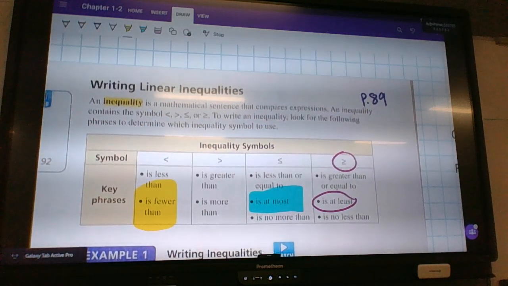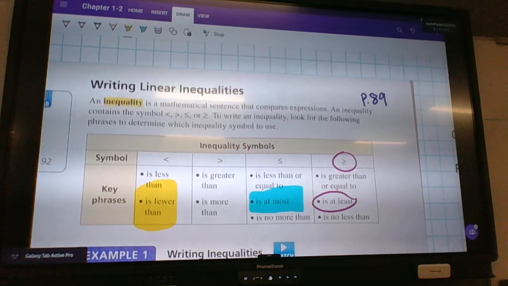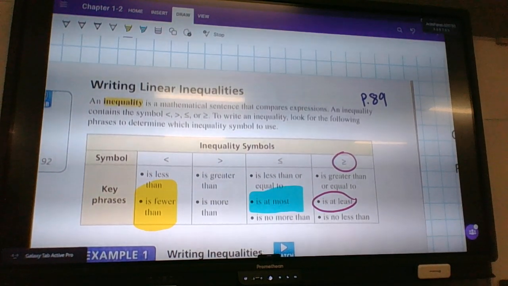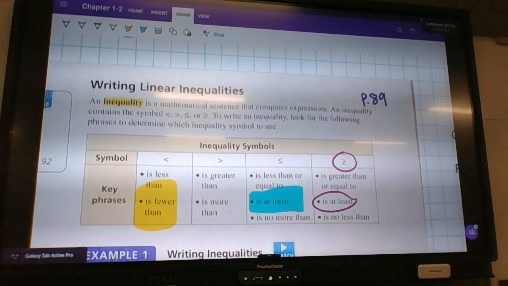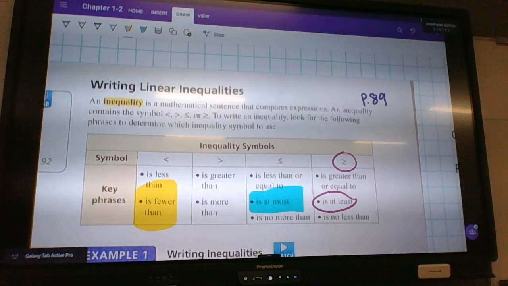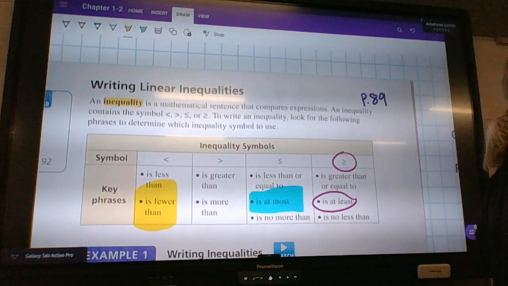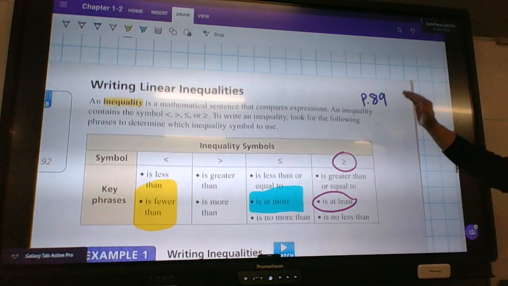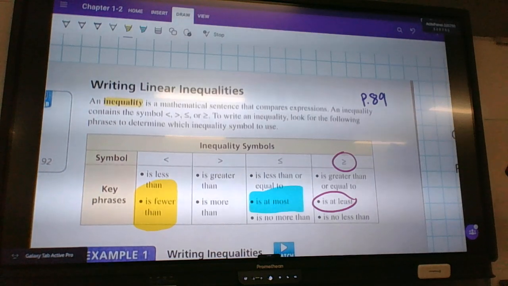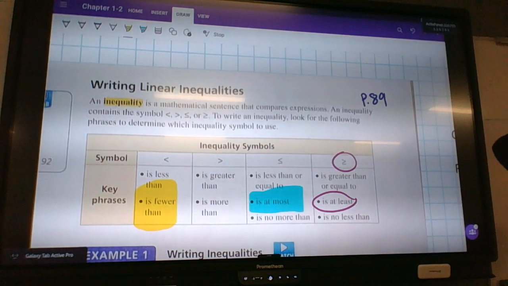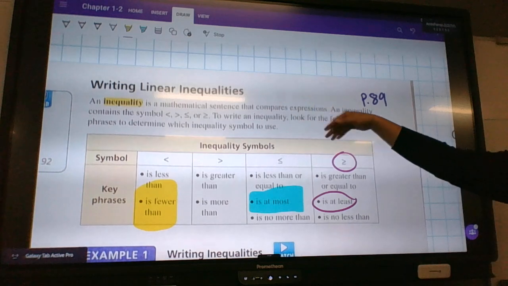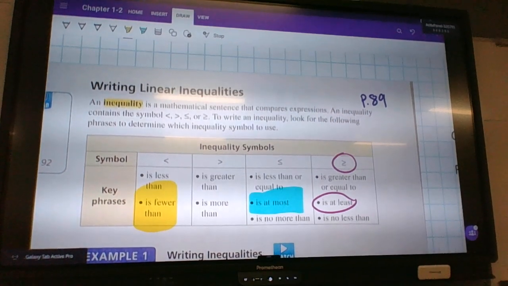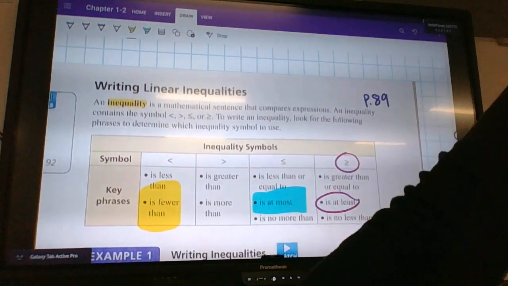Page 89. Let's take a look. So last year, during the open book test, everybody wanted to know where this page was. So it's not helpful to have open book, open note if you can't use any of your resources. You don't even know what you're looking at. So fold down page 89. And if you have a highlighter, highlight writing linear inequalities. Because these are the words that they'll use, and you have to know which symbol to put into the problem.